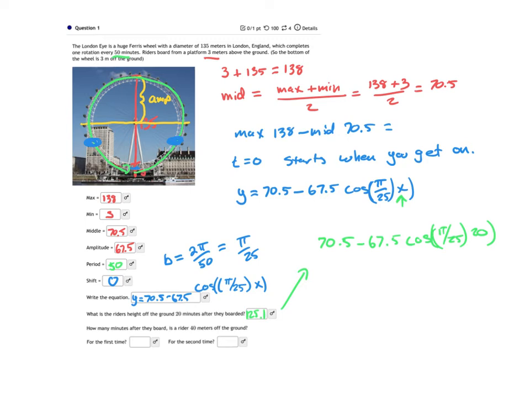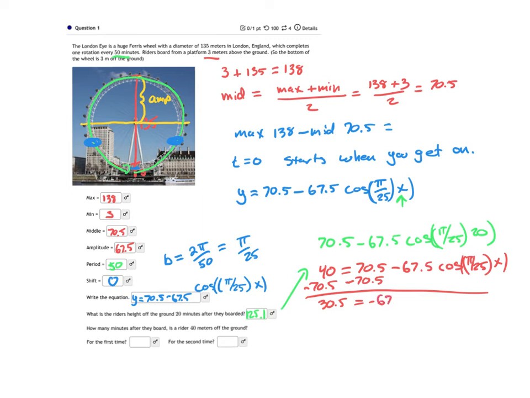So my equation will look like this. 40 equals 70.5 minus 67.5 times the cosine of pi over 25 times x. And we want to solve for x. So to start, subtract 70.5, subtract 70.5, and that's going to give me negative 30.5 is equal to negative 67.5 times the cosine of pi over 25 times x. Now I'm going to have to divide by negative 67.5. So that cancels out. Negative over negative makes this positive.